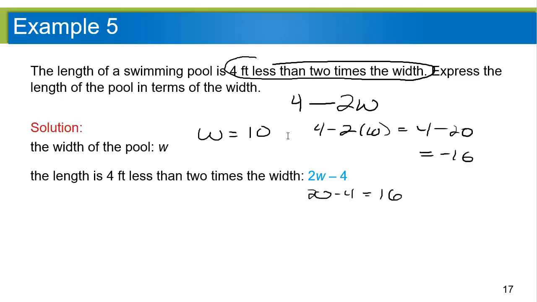So when you put it back in the context and actually use numbers and think about it, okay, so now I'm going to let this thing actually be 10 feet wide. Now, according to the description, how long would my pool be? And do the math and make sure it makes sense. That's a great way to check your work and make sure that you haven't made any mistakes.